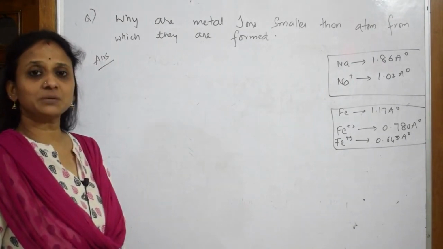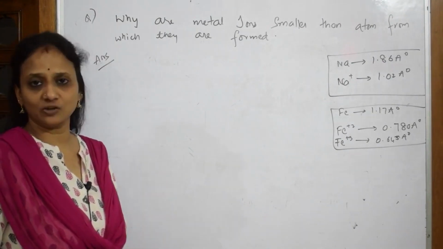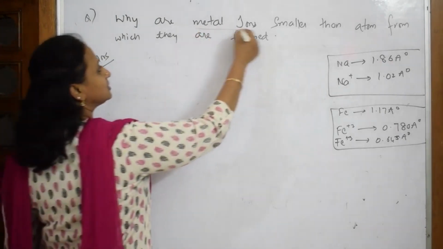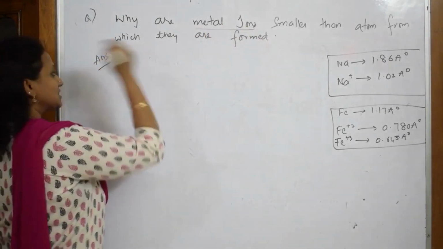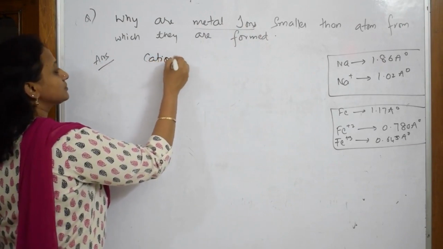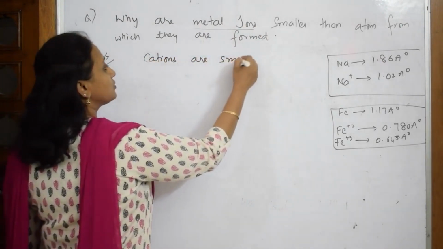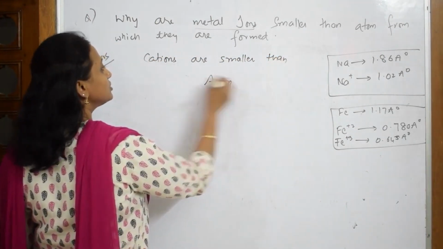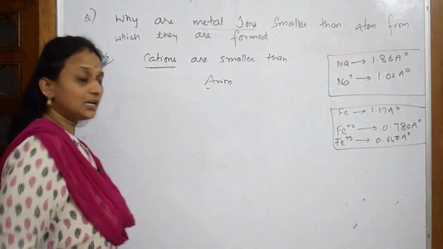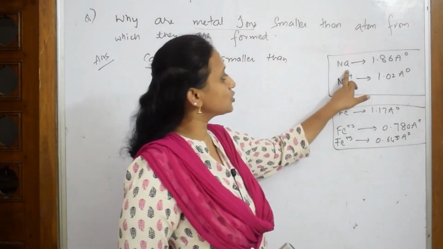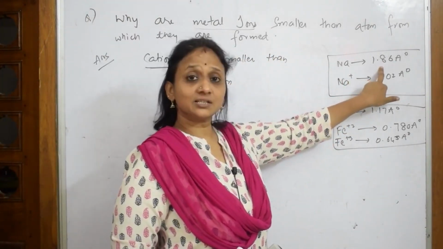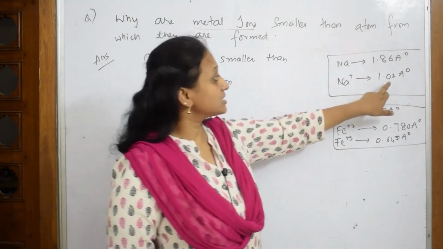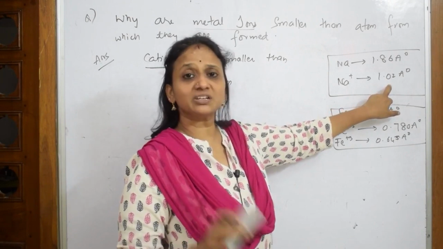Basically, when we speak about ionic compounds, you have a cation as well as an anion. Cations are smaller than anions, isn't it? They are speaking about that metal ion. So let us have that in mind. Cations are smaller than anions. This is your metal ion which we are speaking about. Done. Now when I look at the data, just see here, sodium atom 1.86 angstroms, when it has lost one electron, that means when it is forming a cation, it has become 1.02, the atomic radius has reduced.